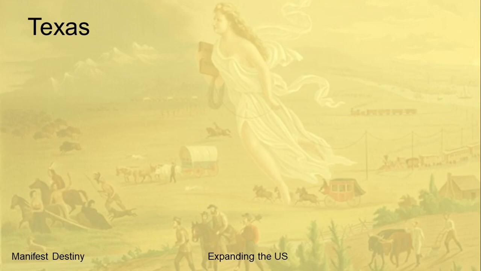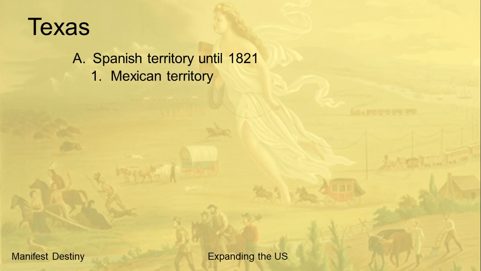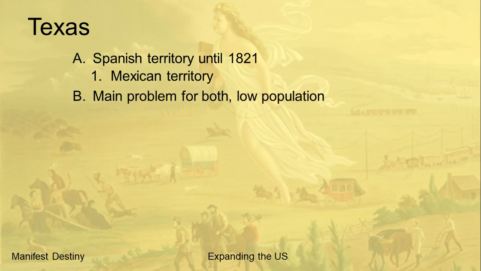We cannot talk about manifest destiny without talking about Texas, and we cannot be in Mr. Strunk's class without talking about Texas. As most of you know, Texas was actually Spanish territory until 1821, at which point it became Mexican territory. Now, whether you're talking about Spanish Texas or Mexican Texas in the 1700s, early 1800s, both countries have the same problem. Nobody wants to live in Texas.